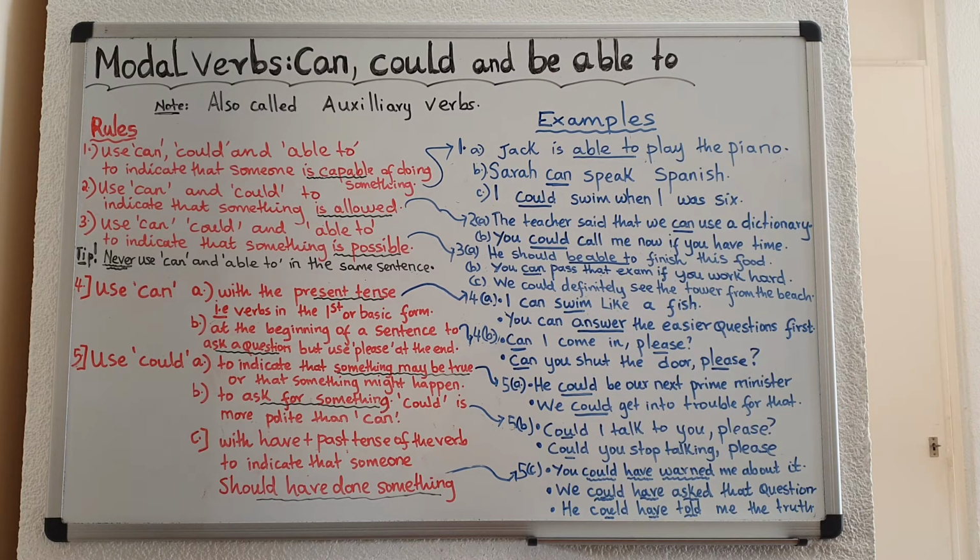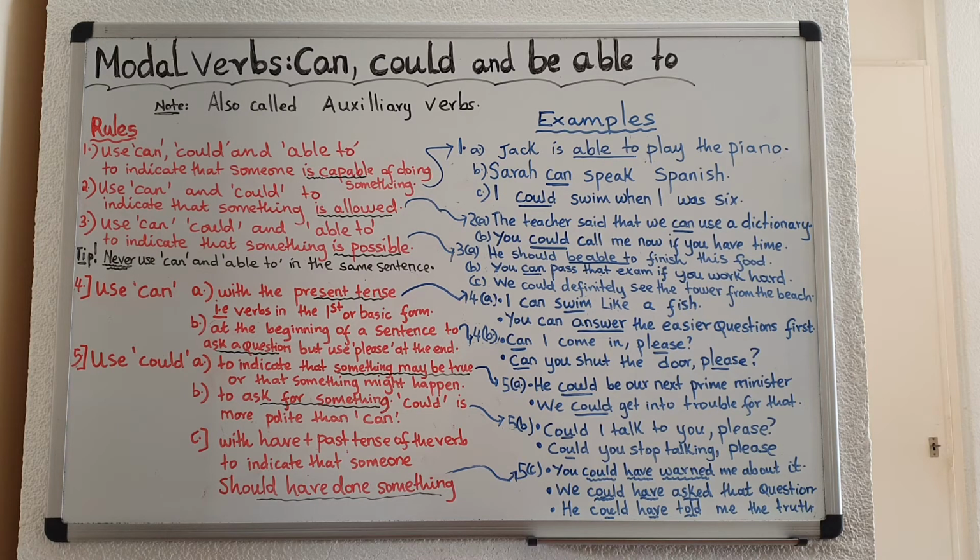No, that is wrong. Instead, you should say, I can speak Spanish, or I am able to speak Spanish. I am able to speak Spanish, but not I can be able to speak Spanish. That is wrong. You should never use can and able to in the same sentence. Now, let us move on to rule number 4.